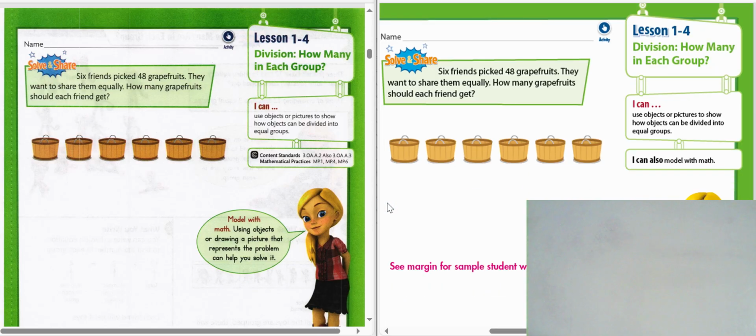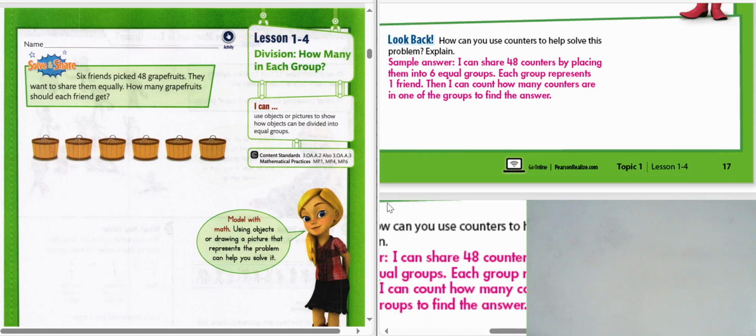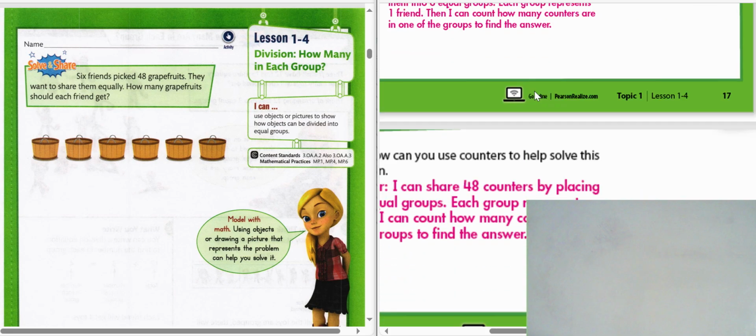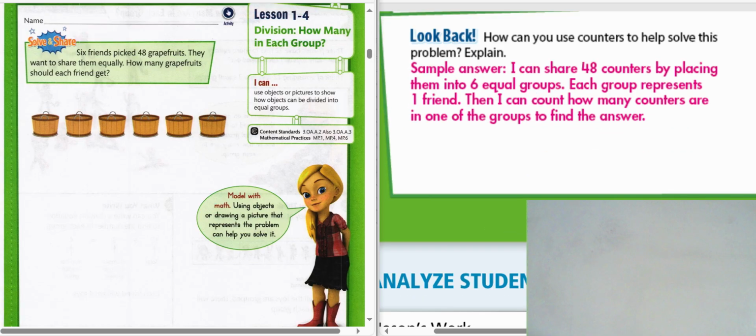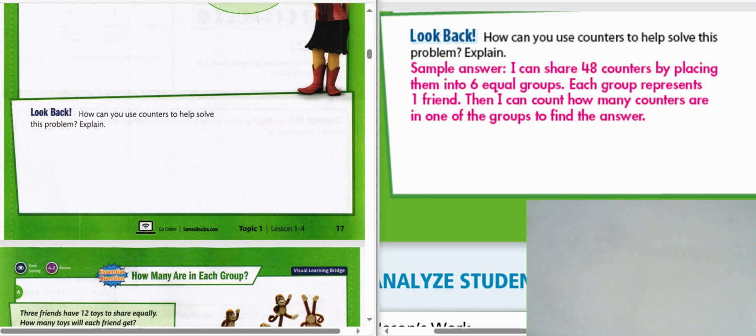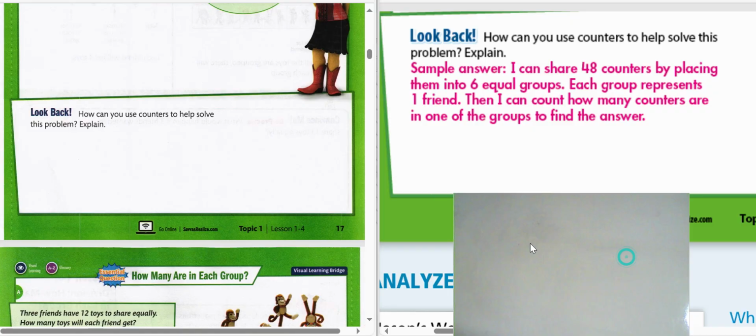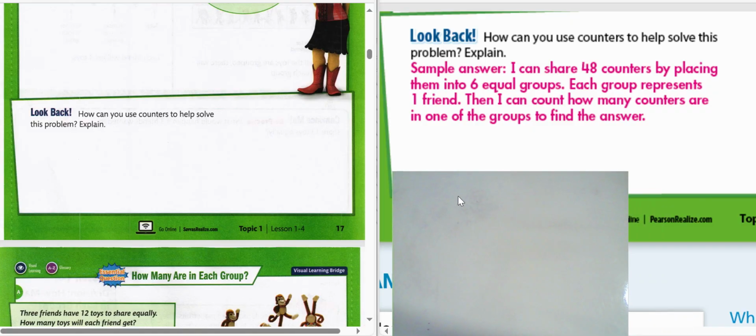Okay. So the answer here in this example. How can you use counters to help solve this example? You can write this answer here. Down here I can share 48 counters by placing them into 6 equal groups. Each group represents one friend, and I can count how many counters are in one of the groups to find the answer. Okay, and then also write 6 here as the answer. 48 divided by 8 equals 6.